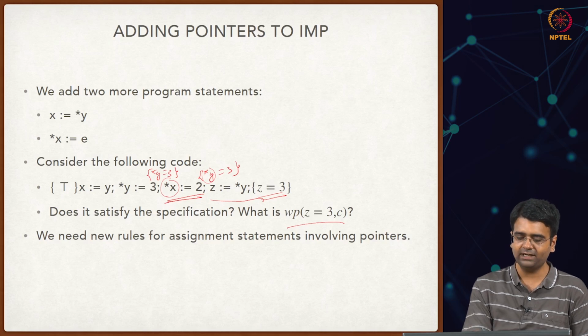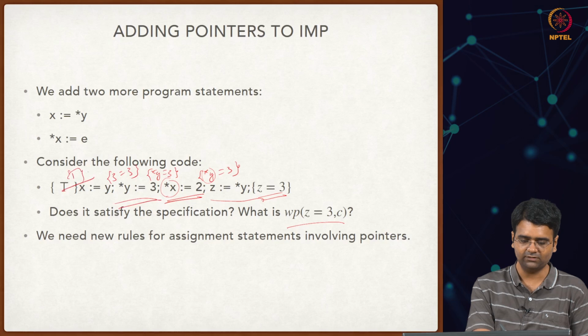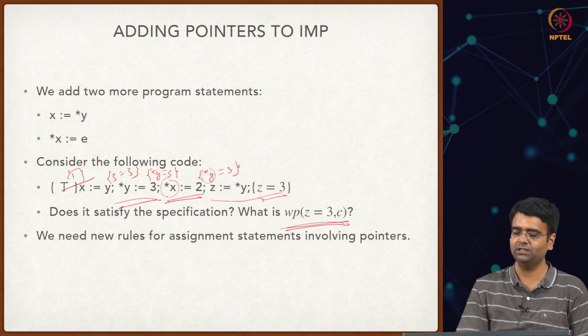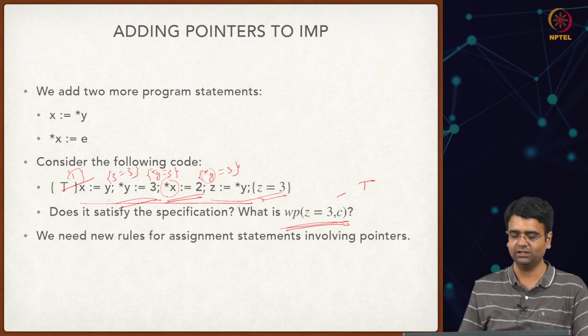So now we will propagate the post-condition y equal to 3 backwards through this statement. So you will get 3 is equal to 3, which is the same as true, and therefore you will get true itself. So in fact if you compute the weakest precondition of this z is equal to 3 with respect to this entire sequence of statements, you will get this to be true. But this is not correct, because we know that this particular specification doesn't hold, this program is actually incorrect. So we need new rules for assignment statements involving pointer assignments.